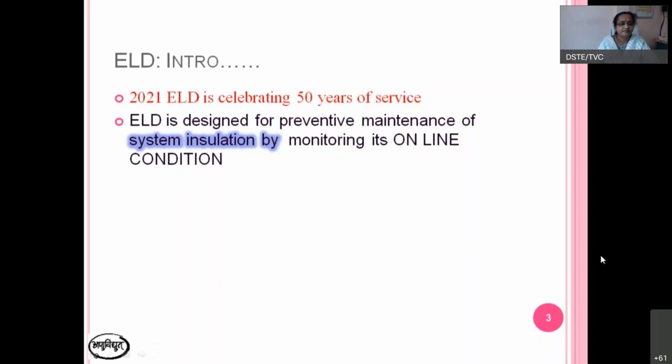So ELD is designed for preventive maintenance. It is not a direct use instrument, but it is for preventive maintenance of system insulation by monitoring its online condition. Now, two words are very new: first of all, system insulation, and the other is online condition. I will explain it in my next slides. So these are the two most important words: system insulation and online condition.